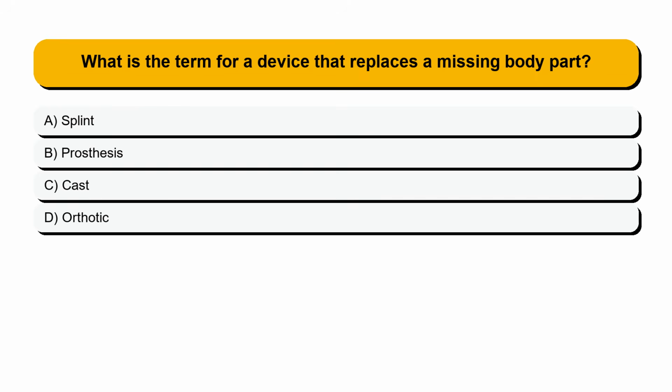Question 61. What is the term for a device that replaces a missing body part? Option A, a splint. Option B, prosthesis. Option C, cast. Option D, orthotic.